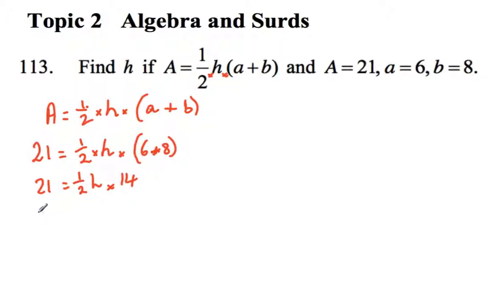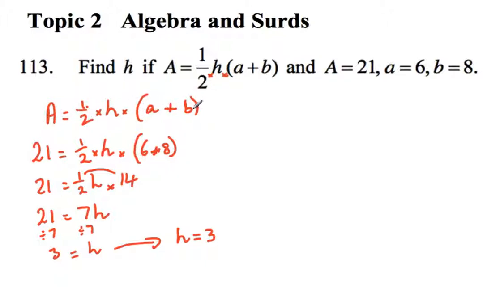Now we could just process this and be a bit more careful here. Half of 14, we could multiply that together and get 7 in front of the h. And then we could divide by 7 on both sides to get the letter on its own. So we're solving a little equation there. We get 3 equals h. And since we'd rather have h on the left hand side, we'll just swap it around. h equals 3.